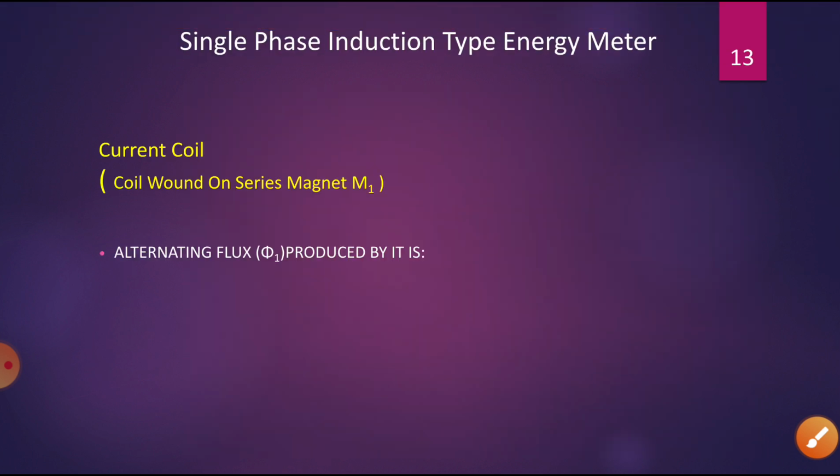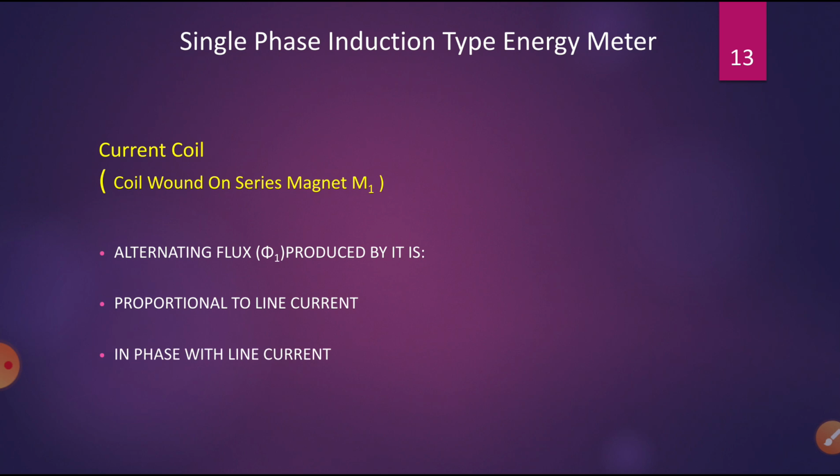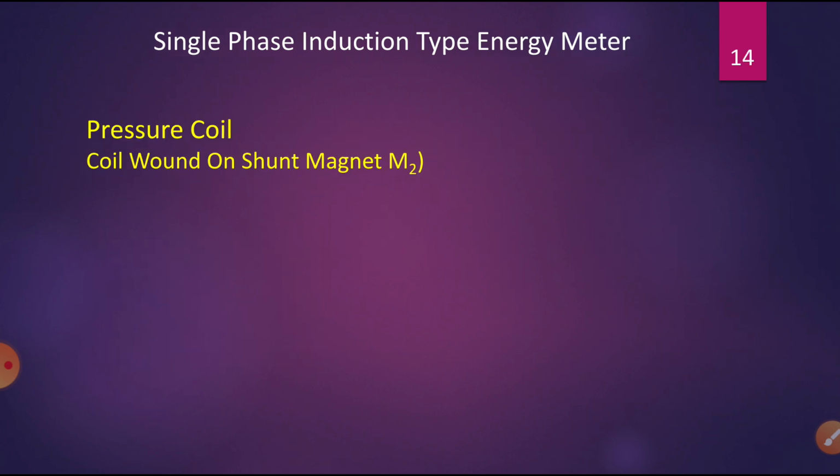Now, the current coil wound on the series magnet M1, and the alternating flux phi 1 produced by it is proportional to the line current and in phase with the line current. Both are good friends. In the pressure coil, what will happen? There is a dispute between the two.